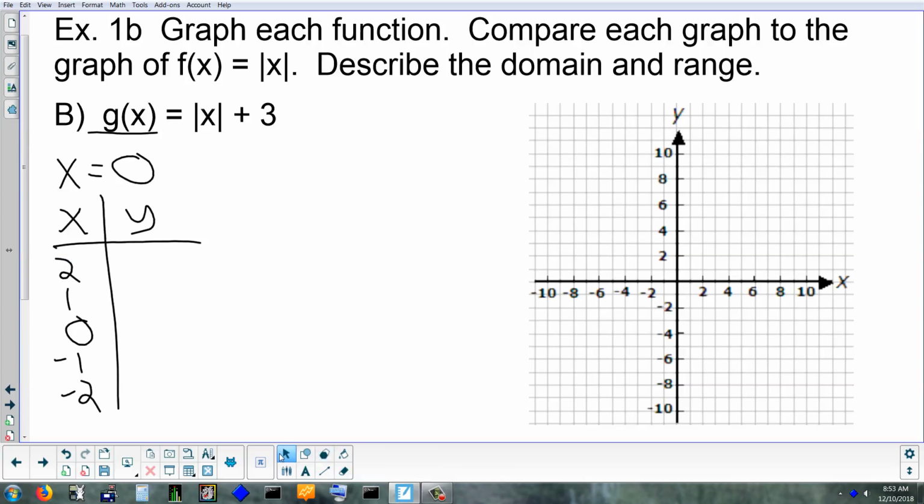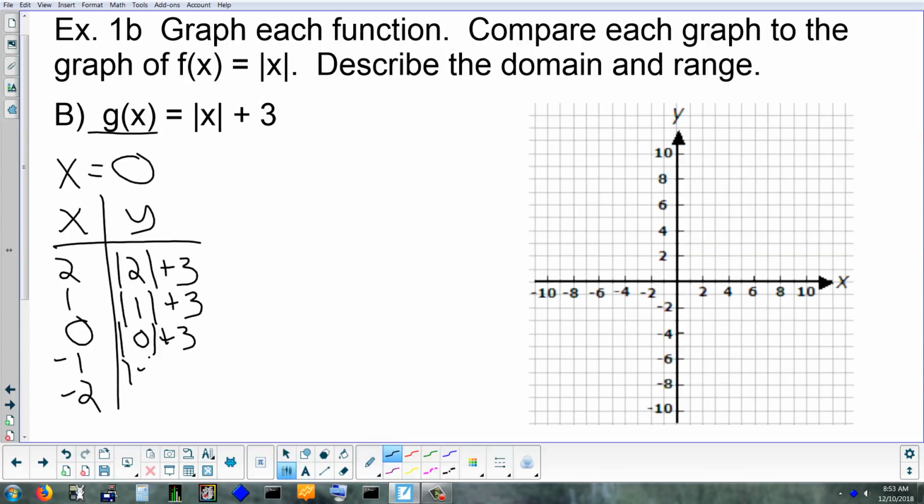Using the absolute value function that is given. Okay, so here's the absolute value function that's given. Joe, what were you going to say? Plug in for x, right? So what's my first problem going to look like, Joe? 2 plus 3. Remember, make sure you put it inside the absolute value. Absolute value of 2 plus 3. If you want, go ahead and set up all of them. My next one's going to be absolute value of 1 plus 3. Absolute value of 0 plus 3. Absolute value of -1 plus 3. Absolute value of -2 plus 3.